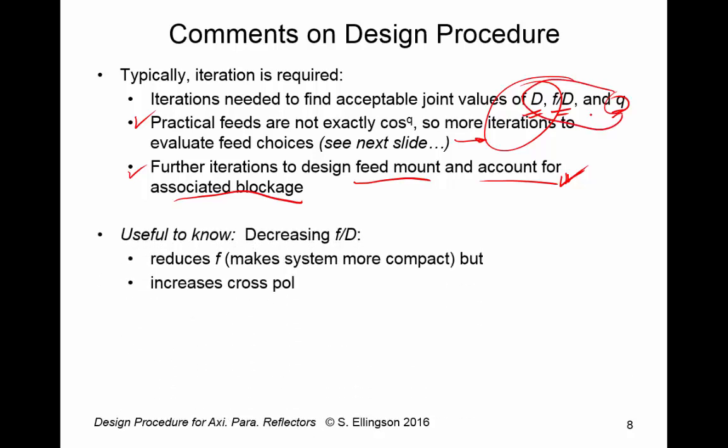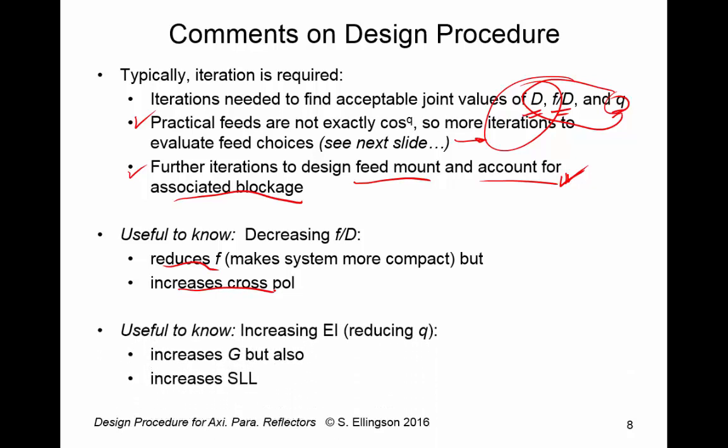Let me repeat some things that you should already know at this point, just to make them explicit, because they come in useful to keep in mind during the procedure. One is that decreasing F over D reduces F, which makes the system more compact, and increases cross-pol. All right, so that's one trade-off that you have to keep in mind.